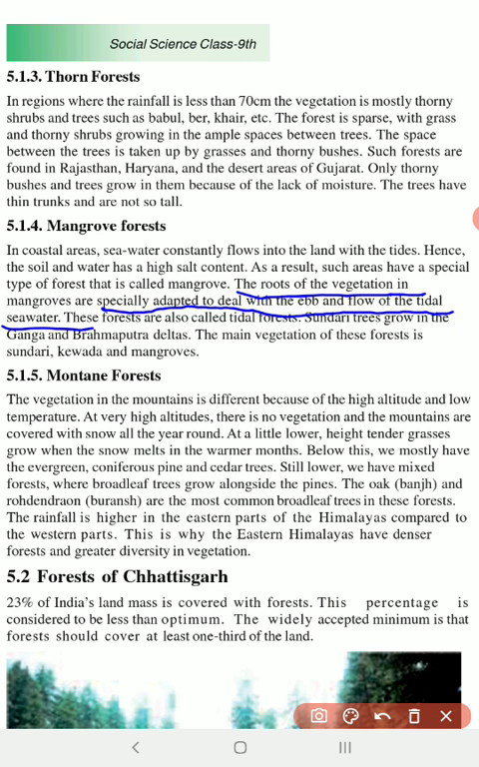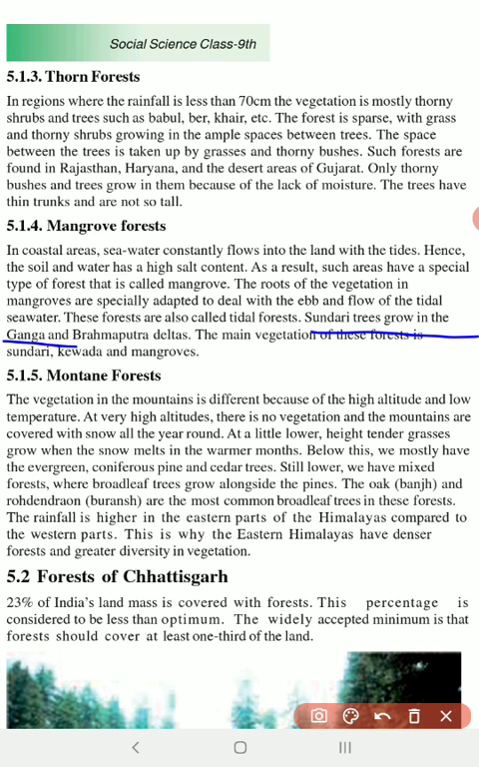Okay, usually the forests that we find along the coastal areas, the roots of those trees that grow there in those mangrove forests, they are very strong, because they have to survive the waves and the tidal waves of the sea. Okay, and these forests are also called tidal forest. Their root is very strong. Okay, usually we have sandari trees, they grow in the mangrove forest.